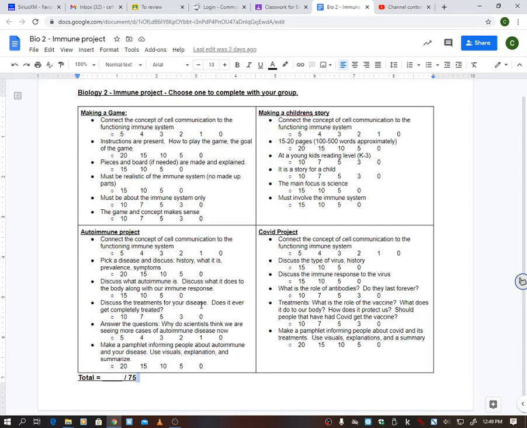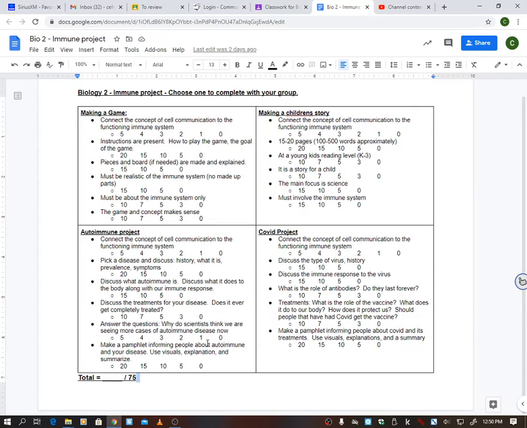Discuss the treatments for your disease. Does it ever get completely treated? Is it something where you just have to control your symptoms? Or can you completely get rid of it? What do they know about it? Answer the question, why do scientists think we are now seeing more cases of autoimmune? That it is happening, so why do they think?